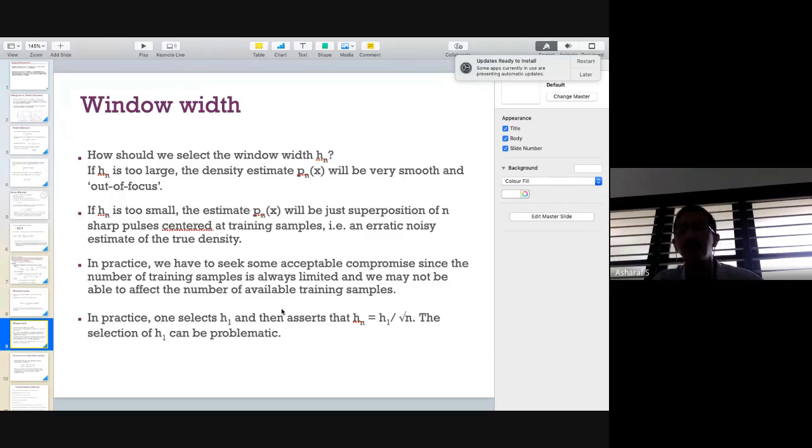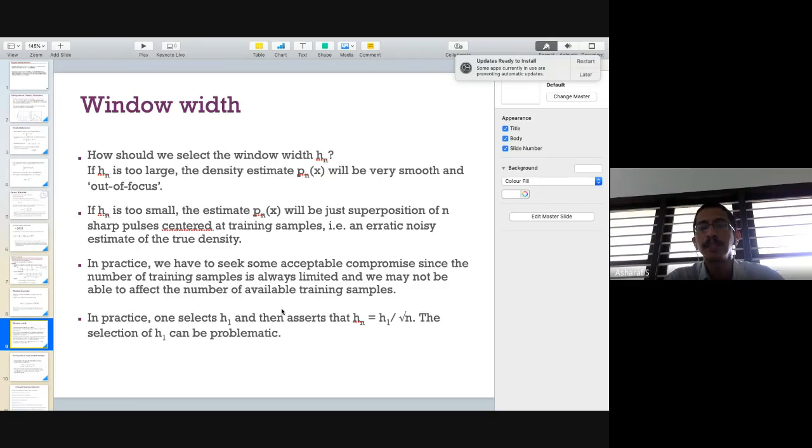It's very similar to your histogram case. If it's too small, then you don't have a proper estimate of the density. Rather, you have a noisy estimate because you're fitting to the training samples. You need some sort of compromise between the two extremes. You can't have too wide windows or too small windows.